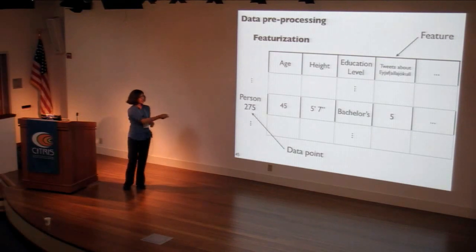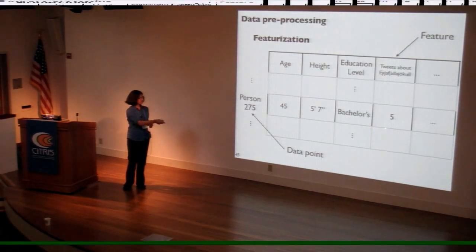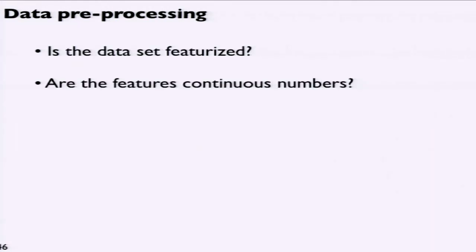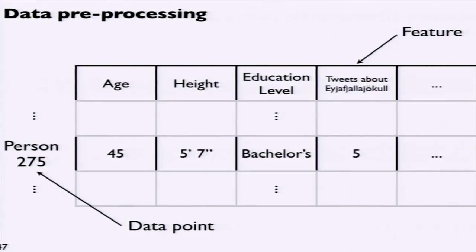Now for k-means, it's not enough to just have these different features. I also have to have them be continuous numerical values. So here I need to think about, are they continuous numbers? Well, 5'7", that's not quite a number yet. I really need to turn that into maybe inches.